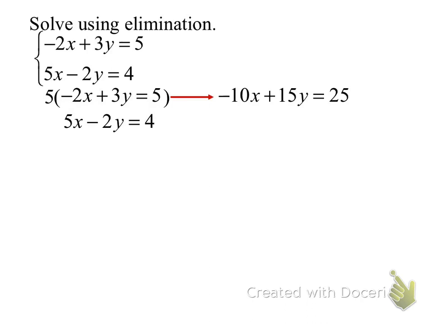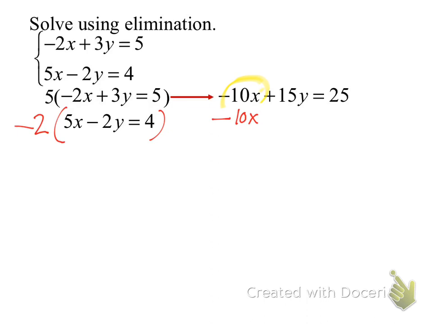What am I going to multiply it by? My goal is to make this opposite of this. My goal is to make that 5x. So what do I have to multiply the whole thing by? Negative 5. So negative 5 times 5x will make this the opposite. That's negative 25x. That's not the opposite. What do I have to multiply 5x by to make it the opposite of negative 10x?